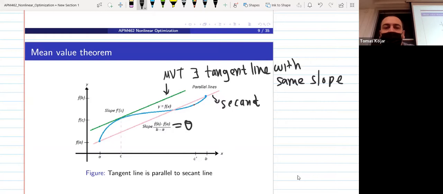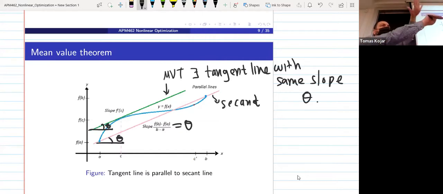Call it theta. Okay, so this angle is theta, and this angle is theta. Is that okay? So it says you can move your secant and eventually you hit your graph.